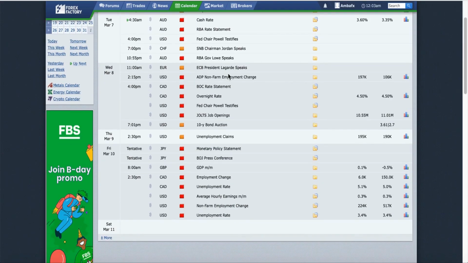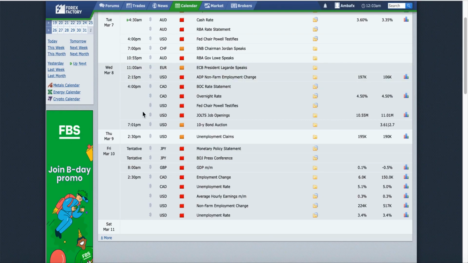So on Wednesday we have the ECB president going to speak on inflation and their economic policy. Then we have the ADP non-farm employment change. This one too is going to move the market out of the US dollar. Please, you have to take note of the ADP non-farm employment change.